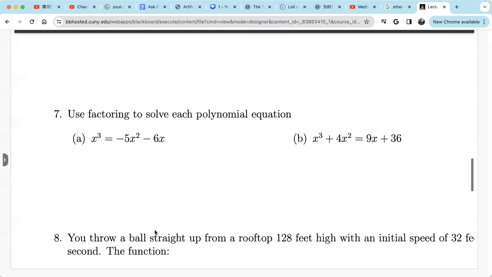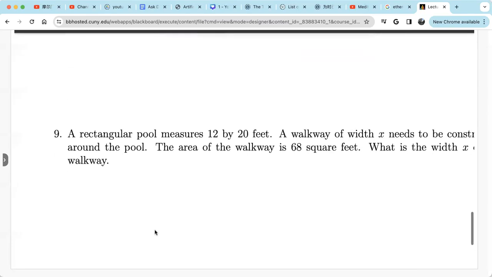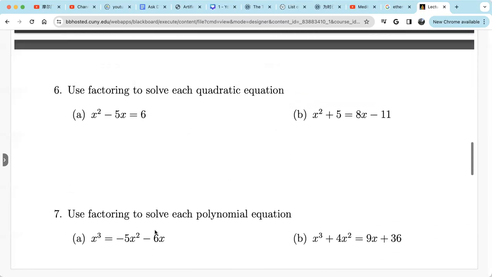Let's see, 6. Oh, we have 8. Okay, this worksheet is long.